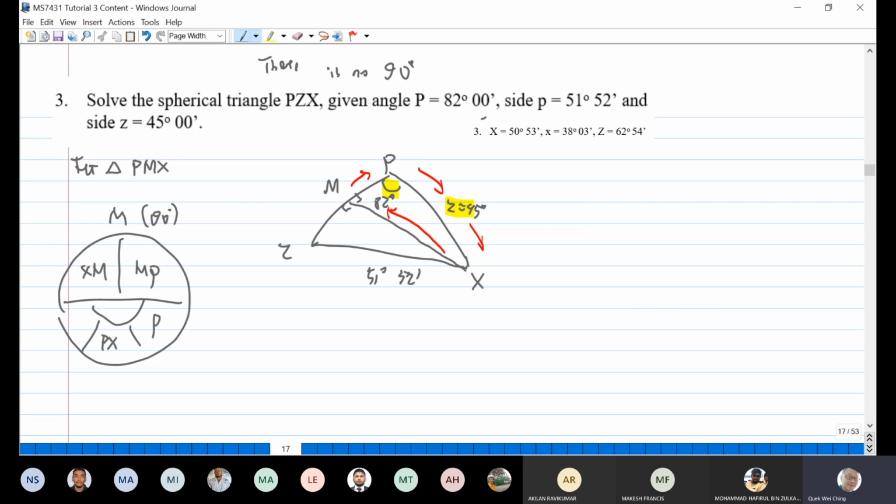Then I meet the angle X. Let's call this one X1. X1 is actually angle PXM, in notation PXM. So this is for triangle PMX.